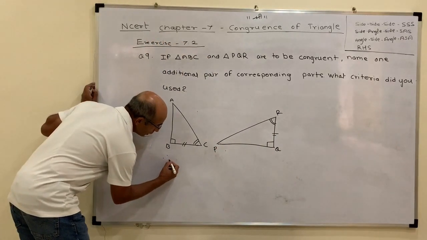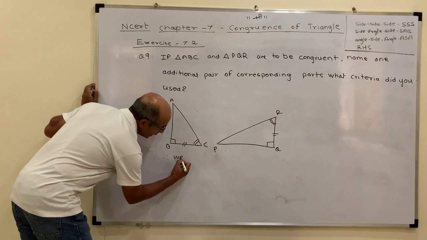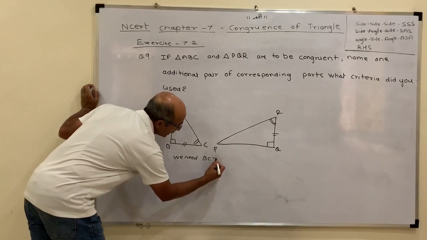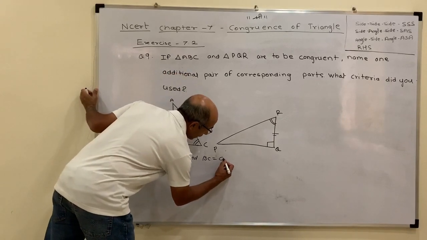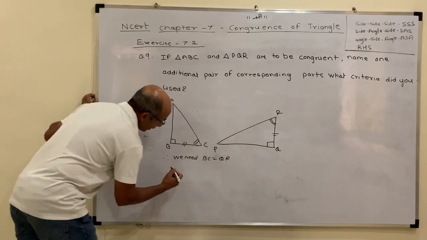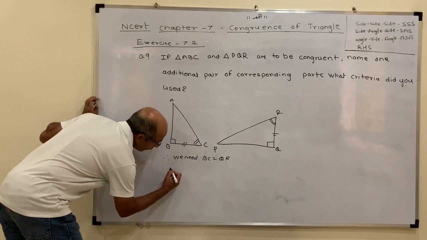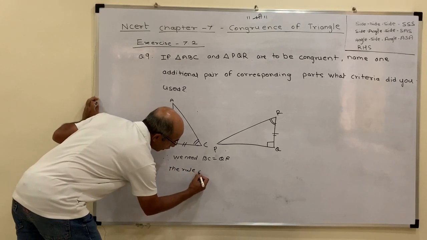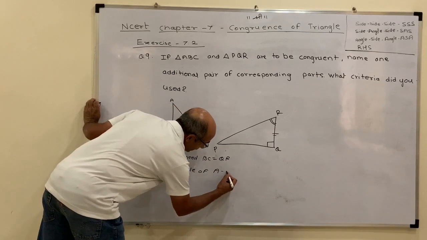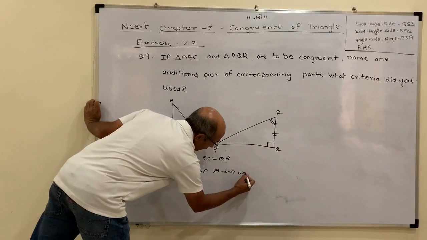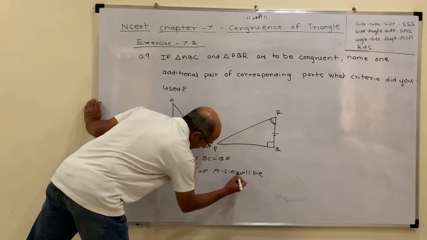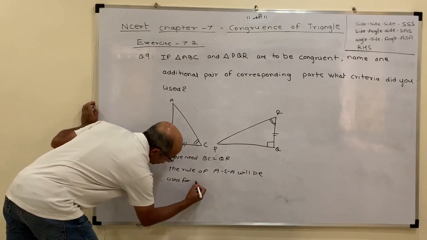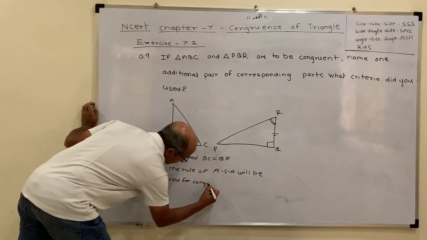Therefore we need BC equals QR, and the rule of angle side angle will be used for congruence.